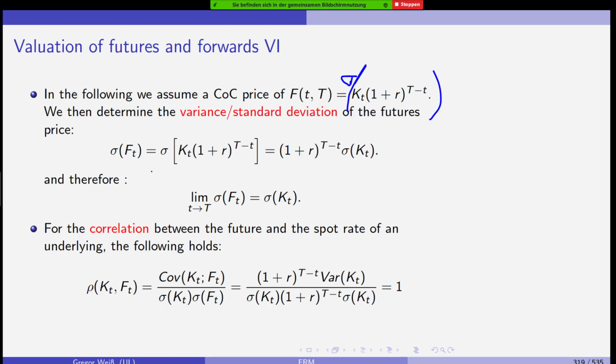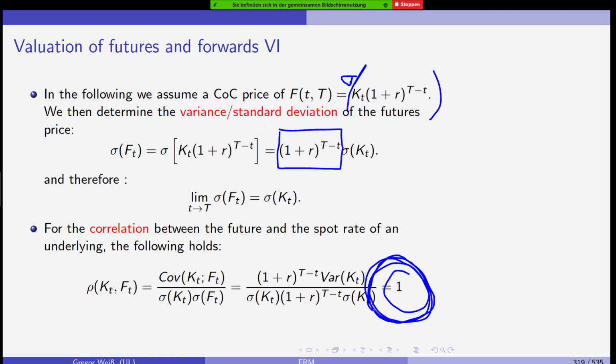And thus, if t goes to capital T, if we're getting closer to maturity, this becomes 1. And as you can see, the volatility of the futures price closes in on the volatility of the spot price. So in the end, the closer we get to maturity, the more the futures volatility will look like the volatility of the spot price. We can also do this for the correlation. Actually, the correlation between the spot and the futures price is, calculate this, it's 1. There is a perfect linear positive correlation between the spot and the futures price.